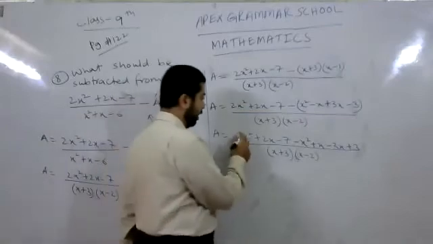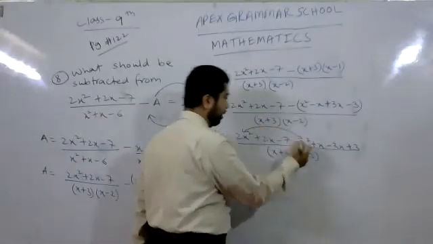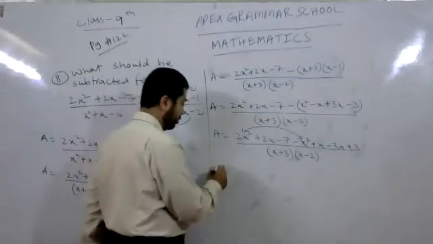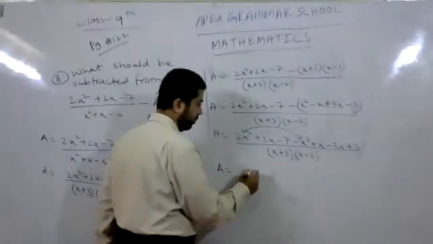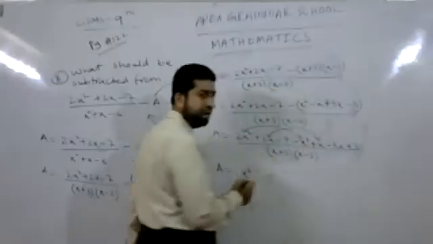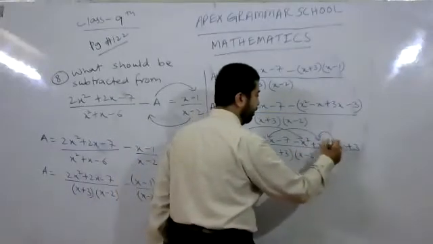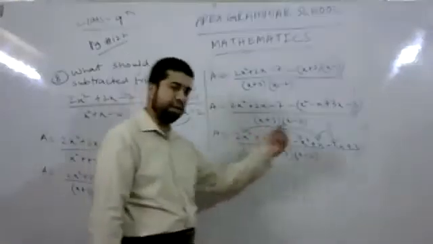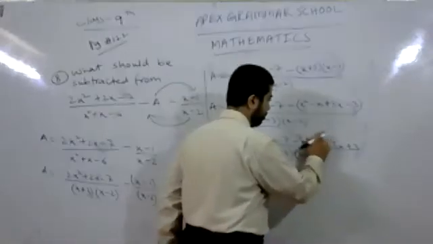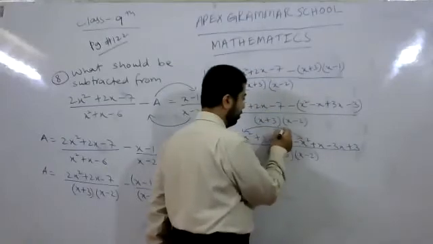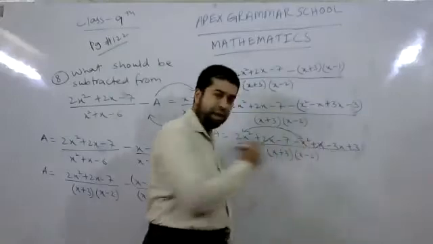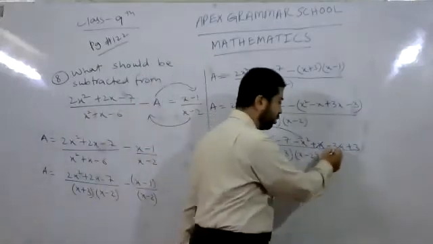Now for this 2x square and this minus x square, 2x square minus x square means to say 1x square. This 2x plus x means 3x, and this is negative 3x, meaning to say all are cancelled. Again, I am telling you 2x plus x means to say 3x, and 3x and minus 3x both are cancelled.